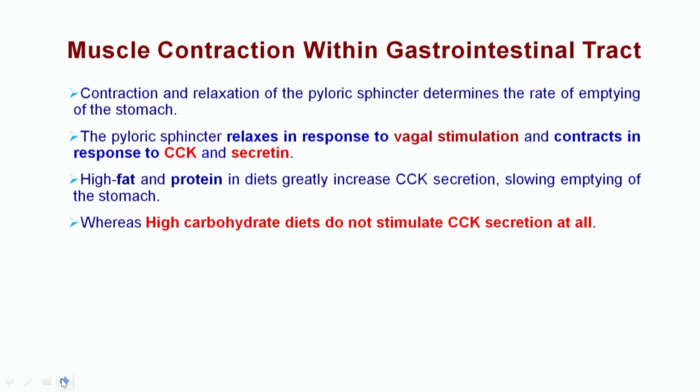The contraction and relaxation of the pyloric sphincter determines the rate of emptying of the stomach. The pyloric sphincter relaxes in response to vagal stimulation and contracts in response to CCK and secretin. High fat and protein diets greatly increase CCK secretion, slowing the emptying of the stomach, whereas a high carbohydrate diet does not stimulate CCK secretion at all.